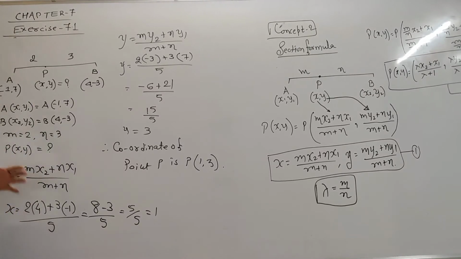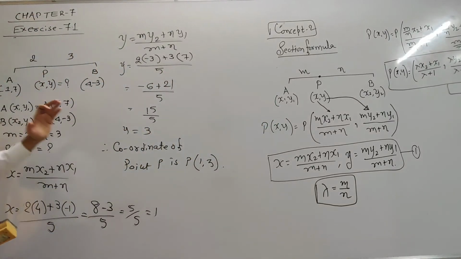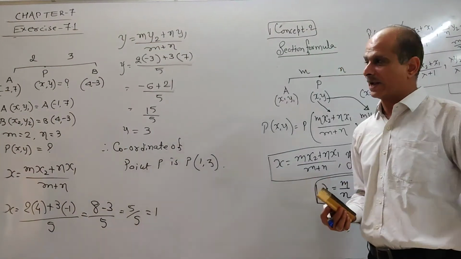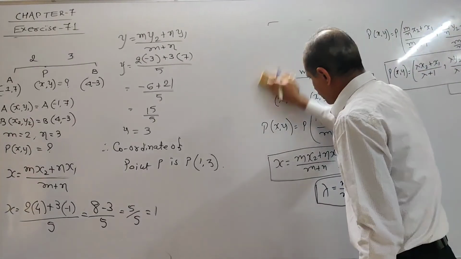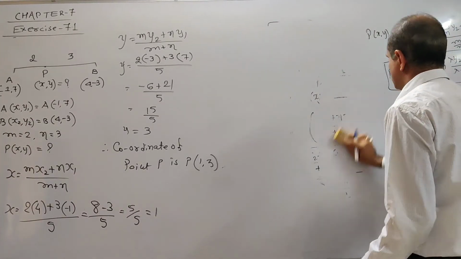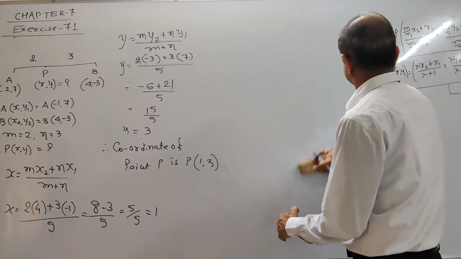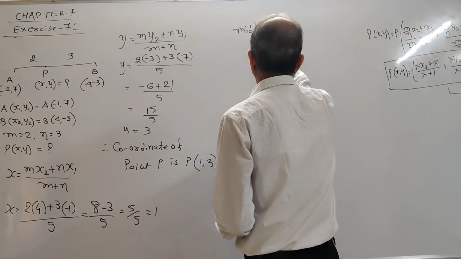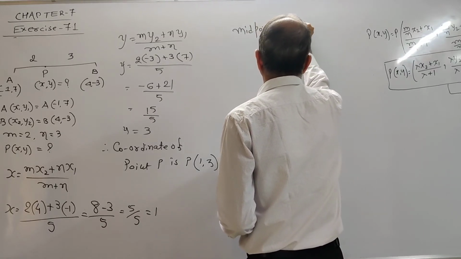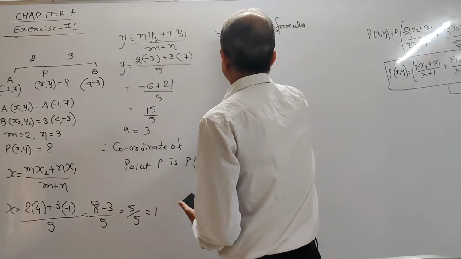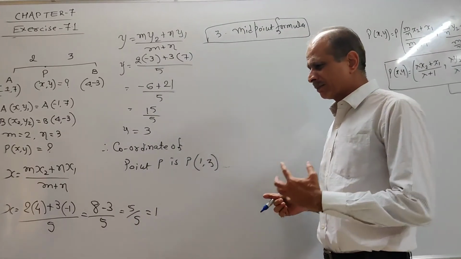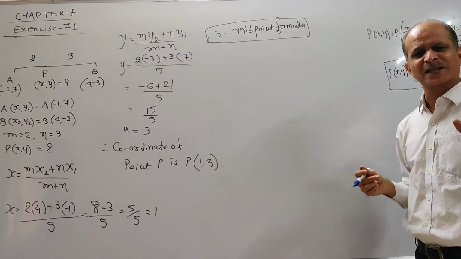So we have also solved section formula as well as solved one example on how to find out the coordinate of point P, which divides line segment AB in the ratio of m and n. Well, now let me start concept number 3, and that is known as midpoint formula. You know, midpoint formula is nothing but one type of section formula.